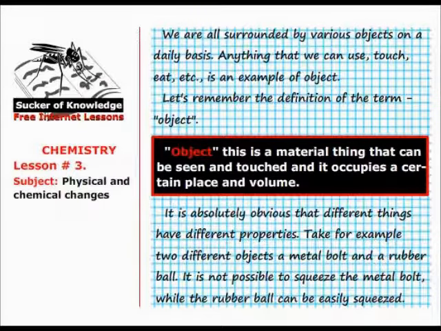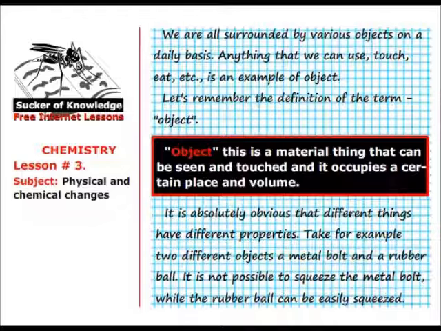We are all surrounded by various objects on a daily basis. Anything that we can use, touch, eat, etc., is an example of an object. Let's remember the definition of the term object. Object: this is a material thing that can be seen and touched, and it occupies a certain place and volume.